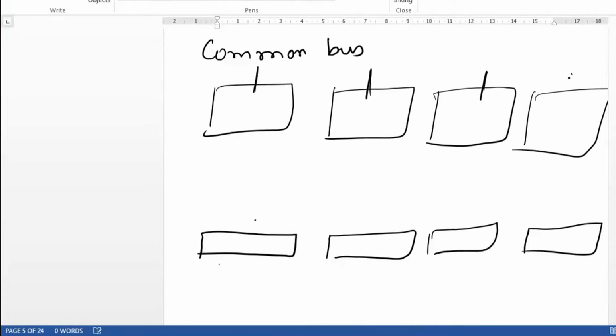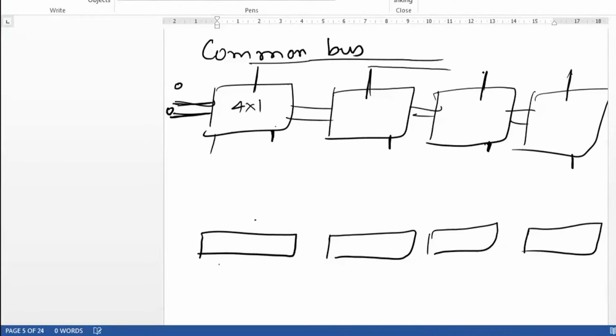Now we know that a multiplexer has a single output. I'll be using 4 cross 1 mux. So how many selection lines would I need? 2 selection lines. Let these 2 selection lines be common for all the 4 multiplexers. If I select 0 0, what would happen? 0th bit of all the 4 multiplexers would be transferred to my common bus.